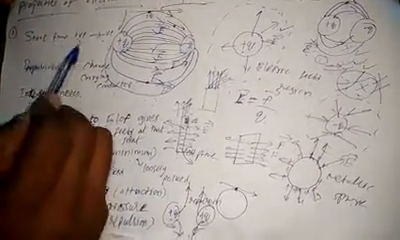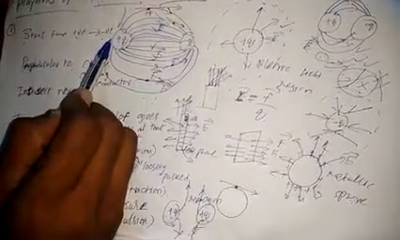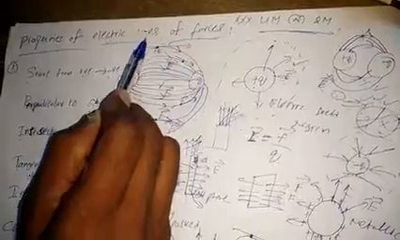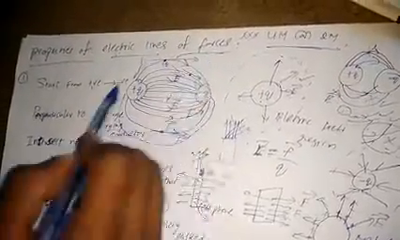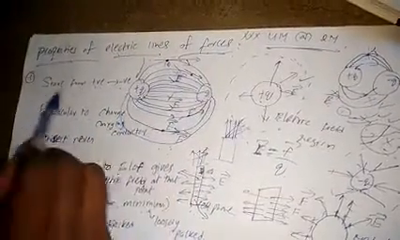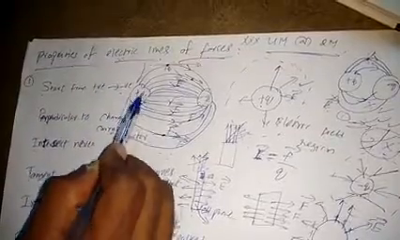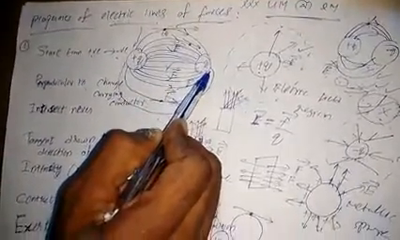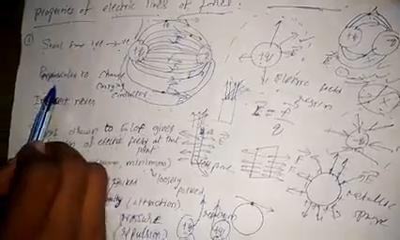They start from positive charge and end towards negative charge. What? Electric lines of forces. These electric lines of forces are starting from positive charge and end towards negative charge. Okay, right? Next, second property.